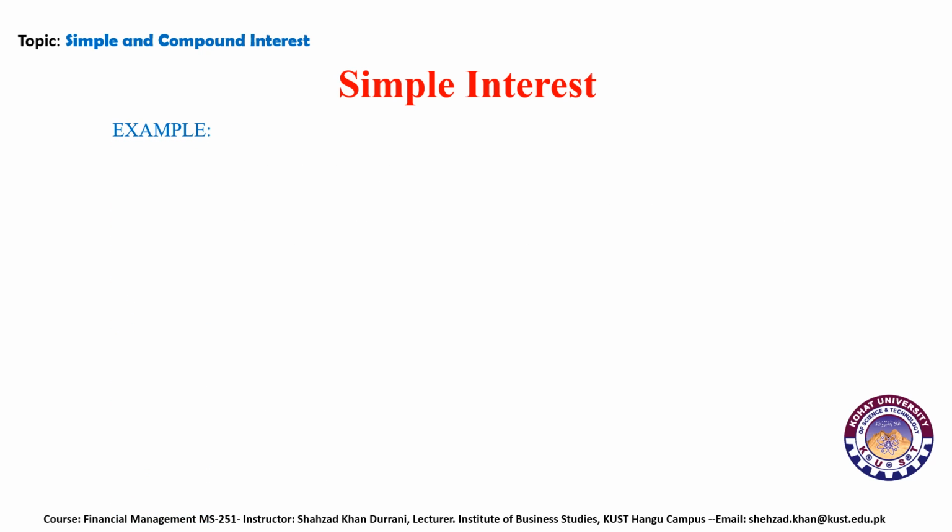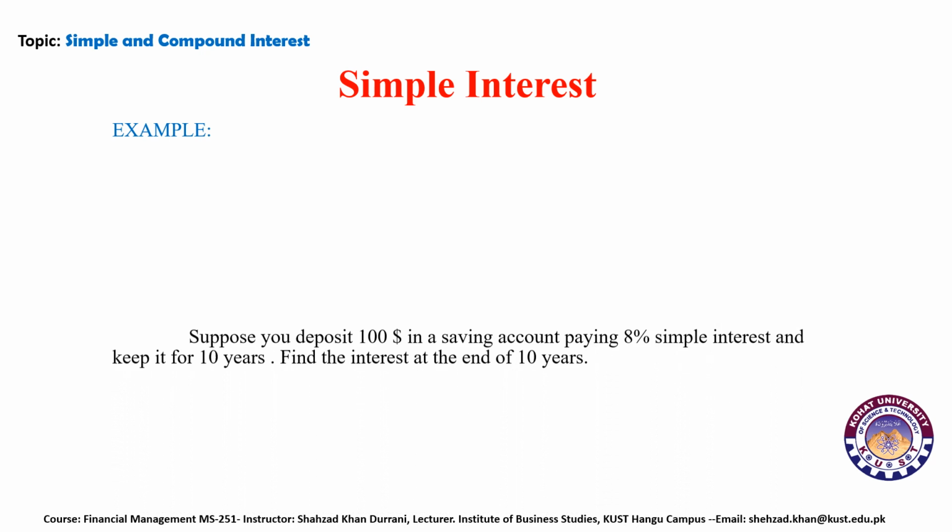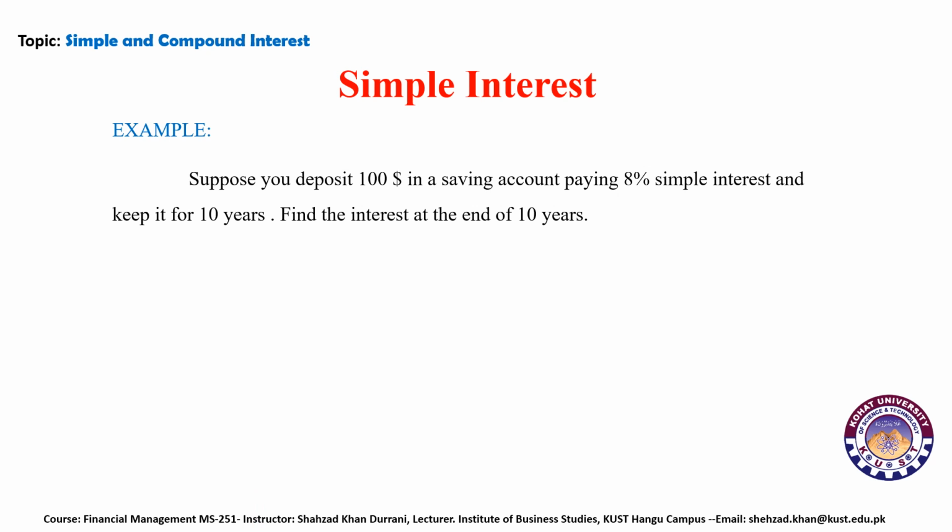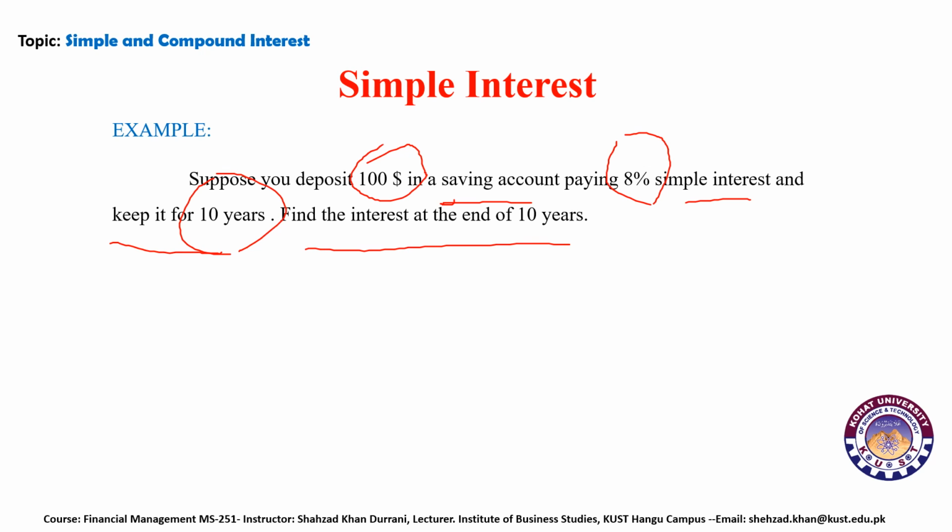Now look at an example to understand simple interest. Suppose that you deposited $100 in a savings account with 8% simple interest. The amount deposited and the interest rate are given, and you keep it for 10 years. So the number of years is 10. Find the interest at the end of 10 years.